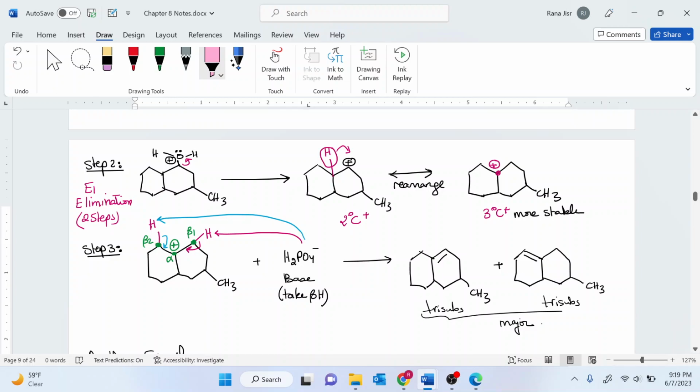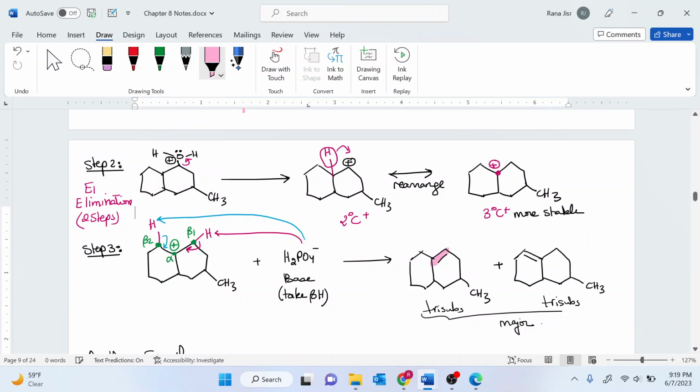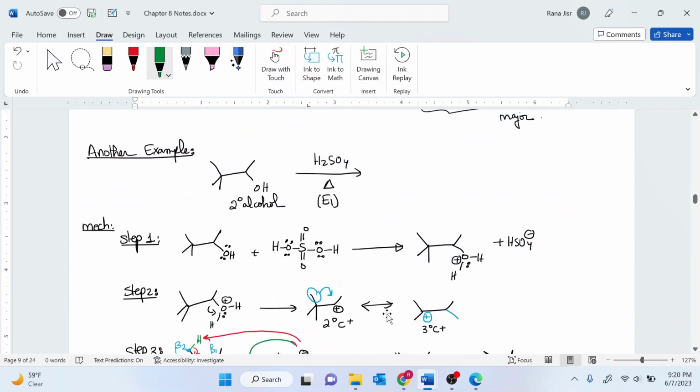Always the most stable product is the Zaitsev product, which is the more substituted alkene. And here in this case, I have both alkenes to be tri-substituted alkenes. They are tri-substituted alkenes because the double bond that I highlighted is connected to 3 carbons, and here it is connected to 3 carbons as well. Since this is the case, then both are going to be major products.